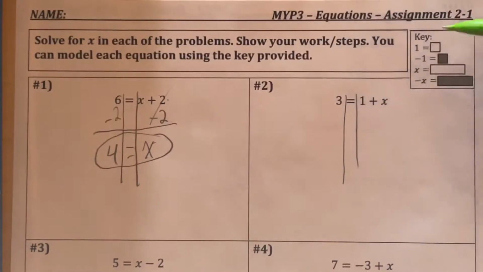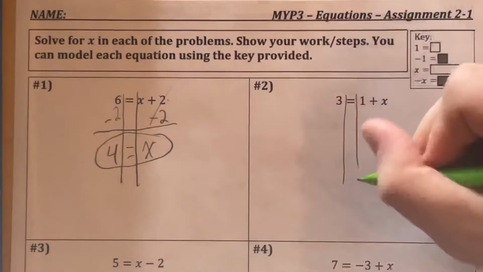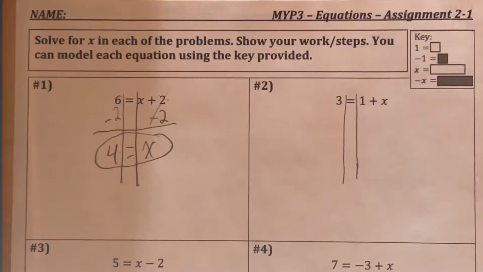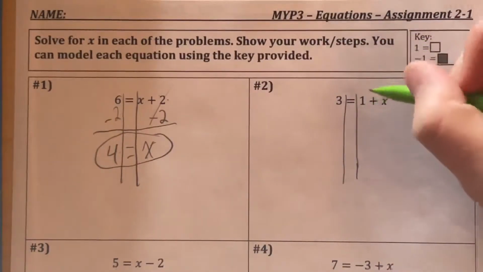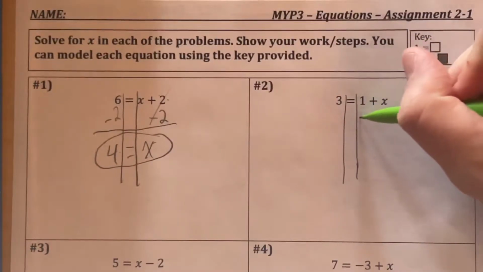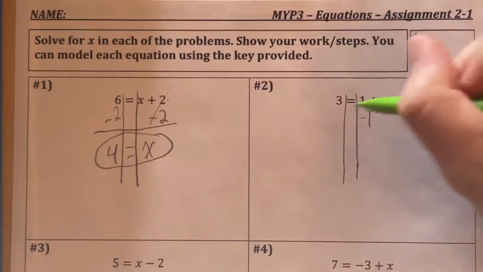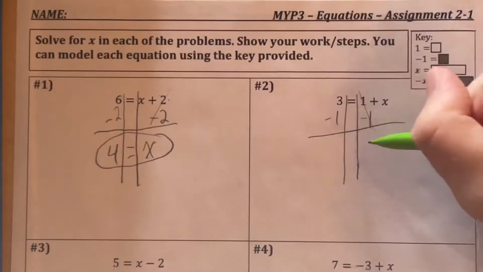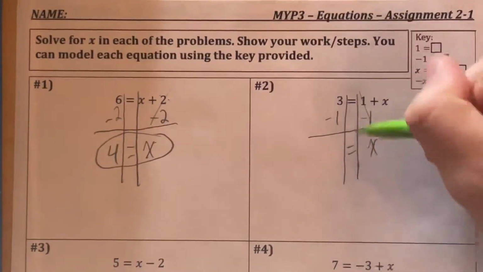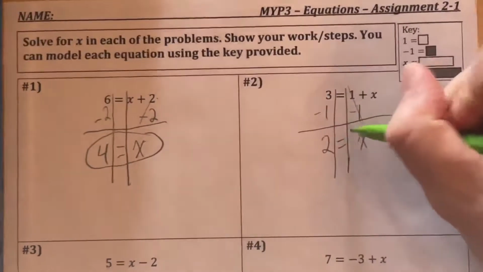And number two, it reads like this. It has 3 is equal to 1 plus x. You can also model out your equation using that key provided, but we want to say this. So I have a positive 1. Only way to get rid of it is adding the opposite. So I want to have a negative 1 to both sides. On the right side, my x comes down, and on the left side, I'm just left with 2.